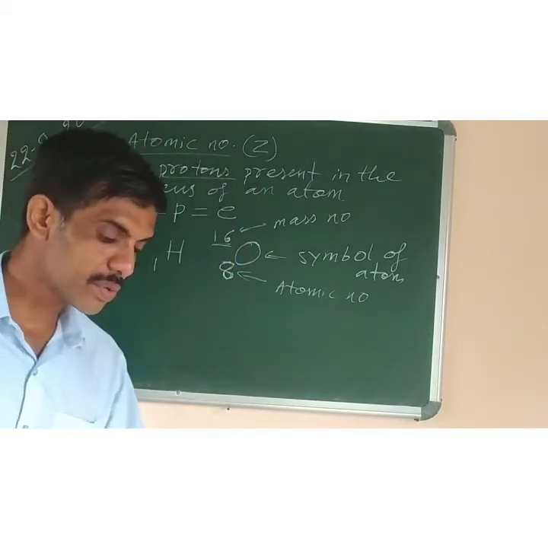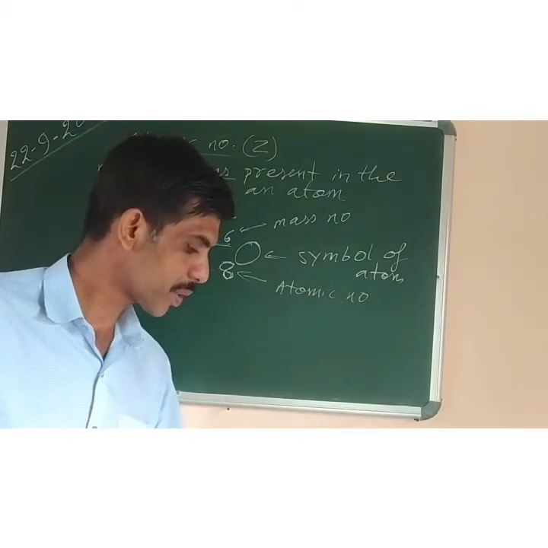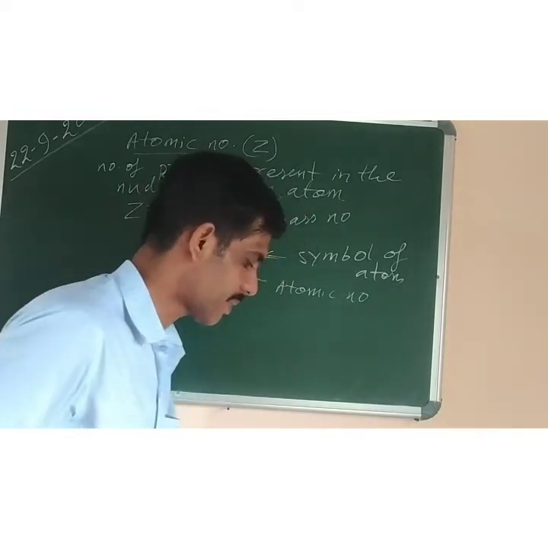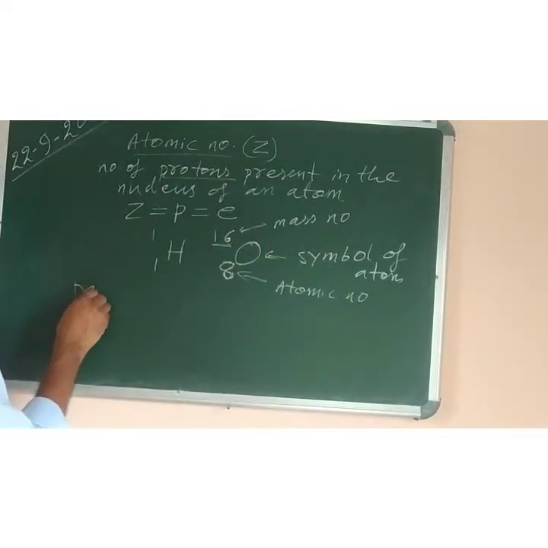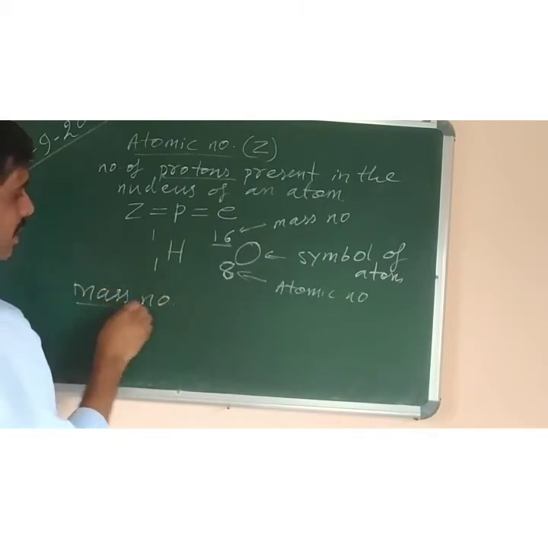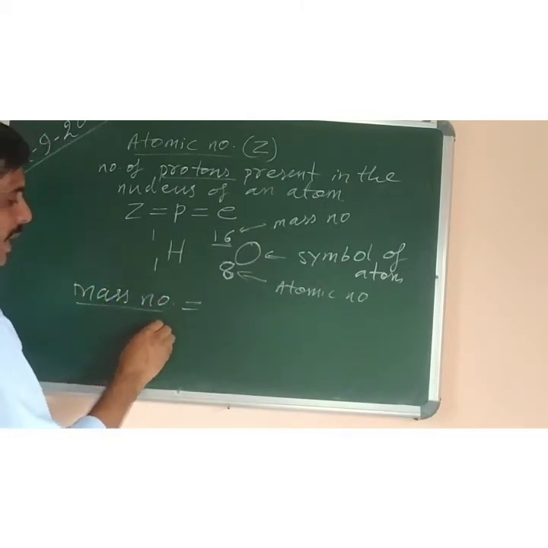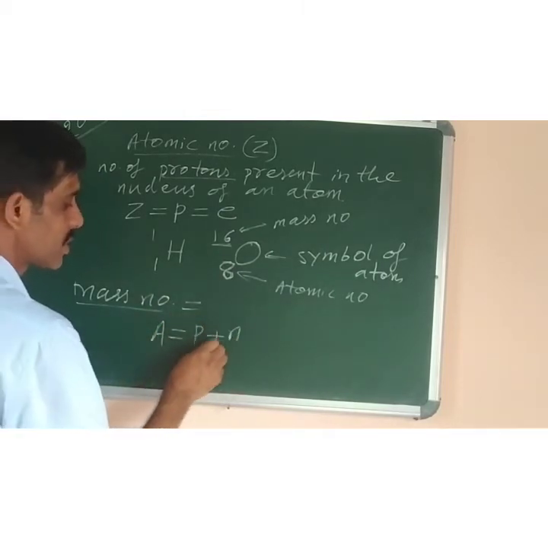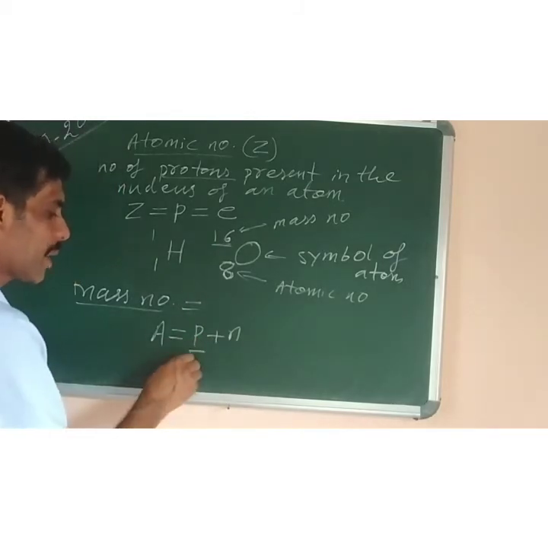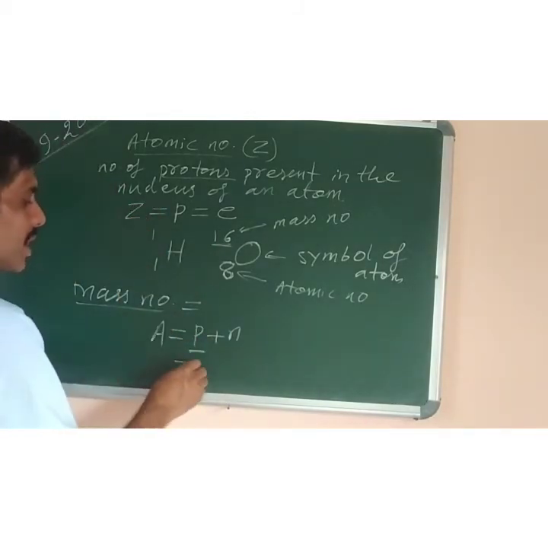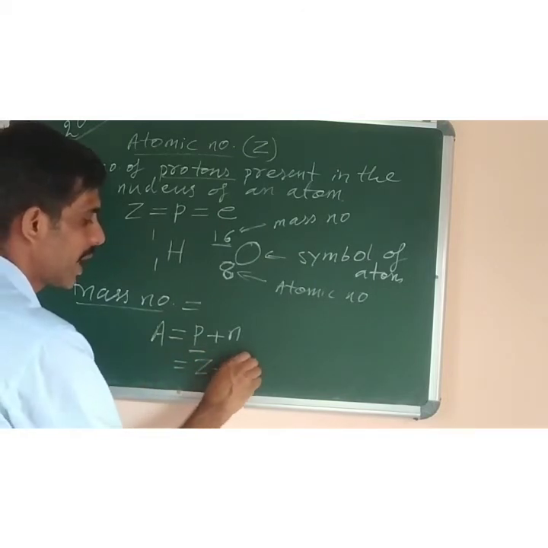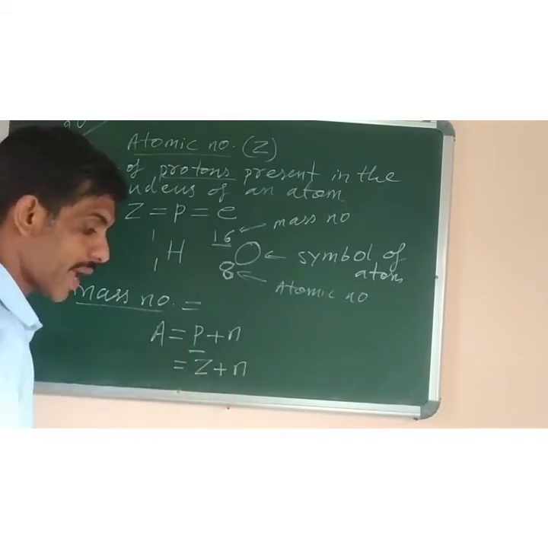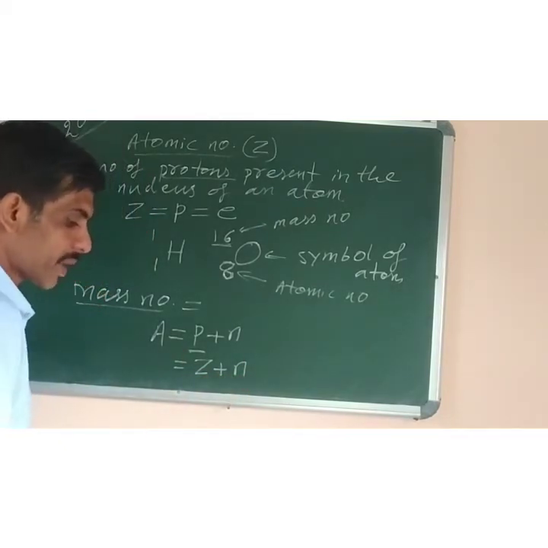Now atom is electrically neutral, already I said about it. Now next topic which you have to do is mass number. Already I said about the mass number. So mass number is denoted by capital letter A. So it is equal to number of protons plus number of neutrons. Now you know that number of protons is same as the atomic number. So I can also write Z plus N.